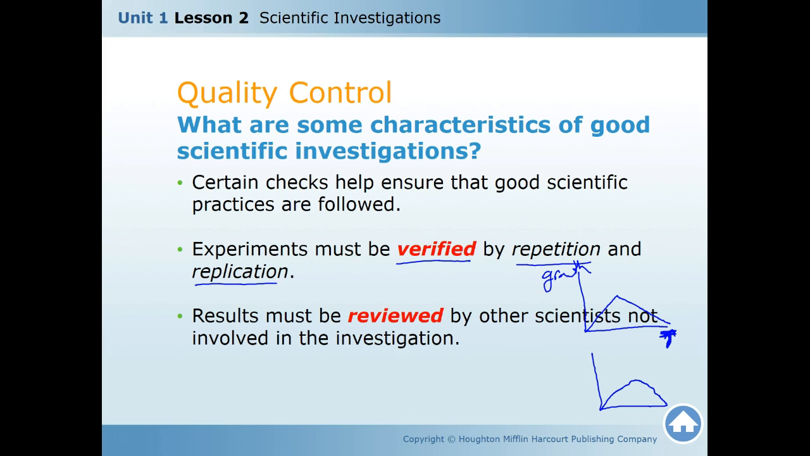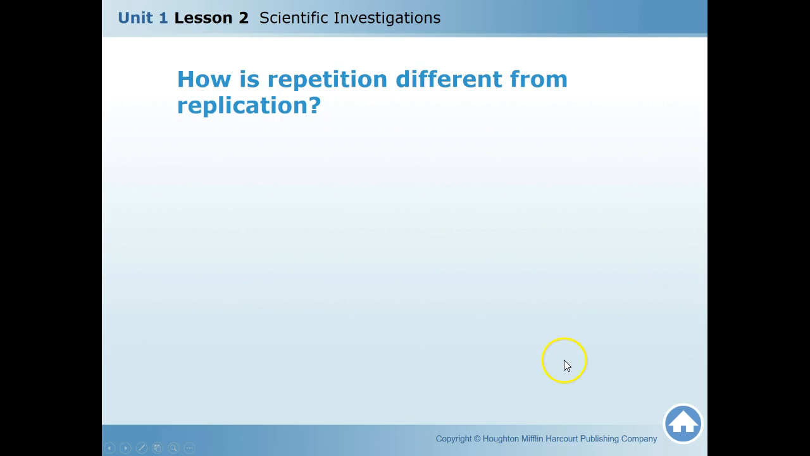So there's a couple of things we can do for quality control. One of those is to verify by repeating our experiment and by replicating it, so doing the same thing over and over. And then we can also have our experiment reviewed by other scientists who really don't have any involvement in the investigation. They just want to make sure that you're doing things right. And that is the difference between the two. And that is almost close to the end here.